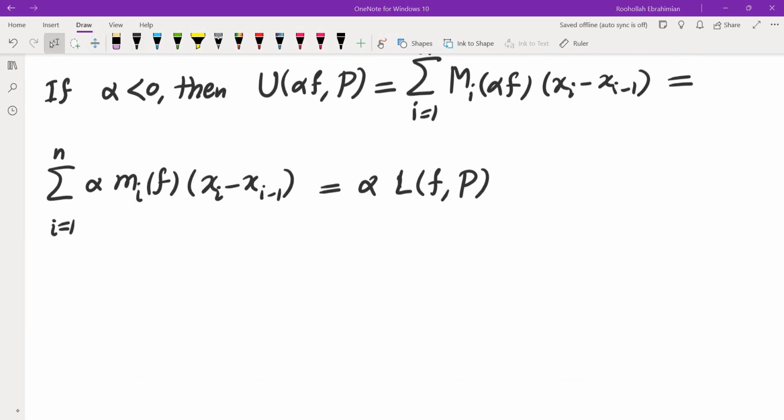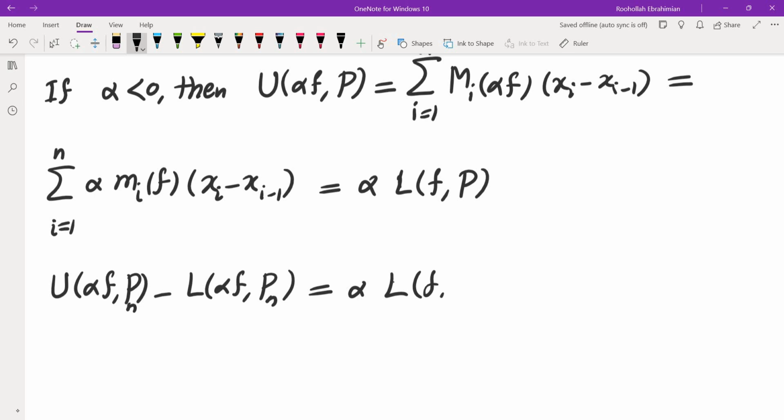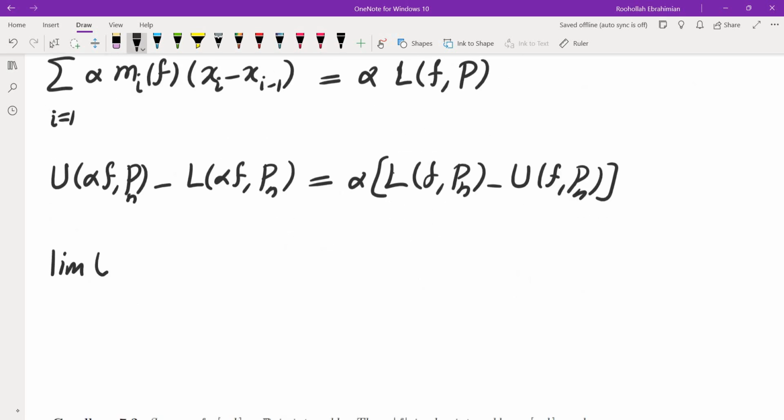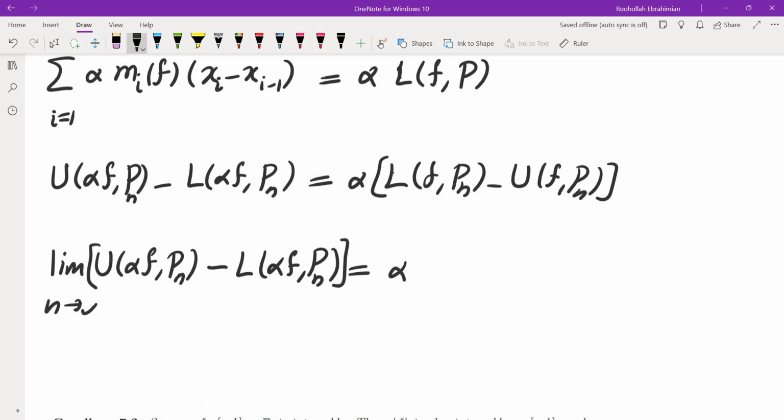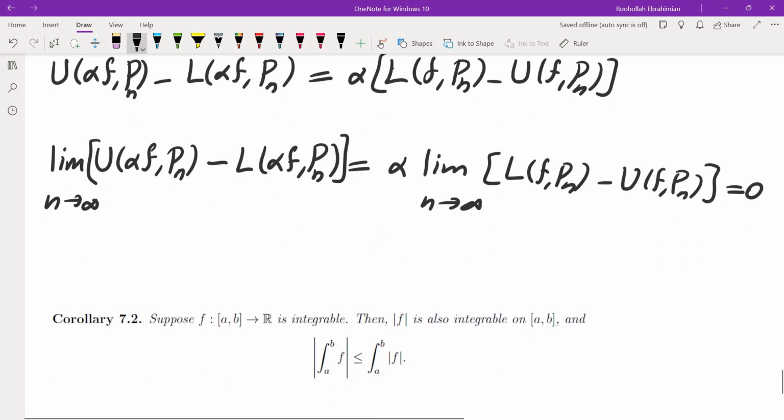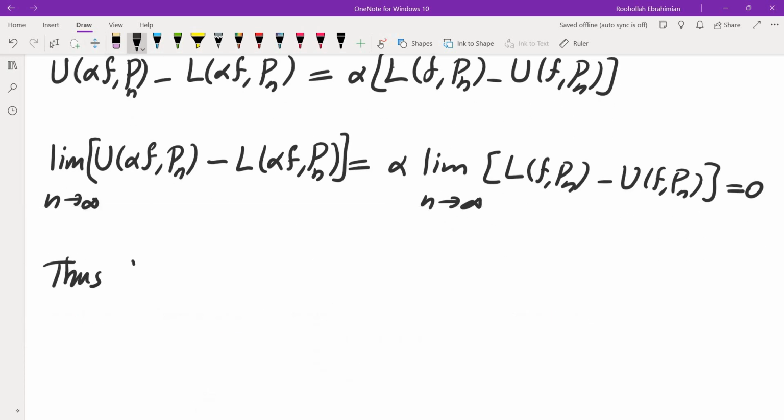So then a similar thing happens. If you take the upper sum for alpha f minus the lower sum for alpha f for the sequence that we had, it would be alpha times the lower sum minus the upper sum. Now the limit of the upper sum minus the lower sum becomes alpha times the limit as n goes to infinity of the lower sum minus the upper sum. But Pn is Archimedean, so this one would be 0. And thus Pn is an Archimedean sequence of partitions for alpha f on the interval from a to b.